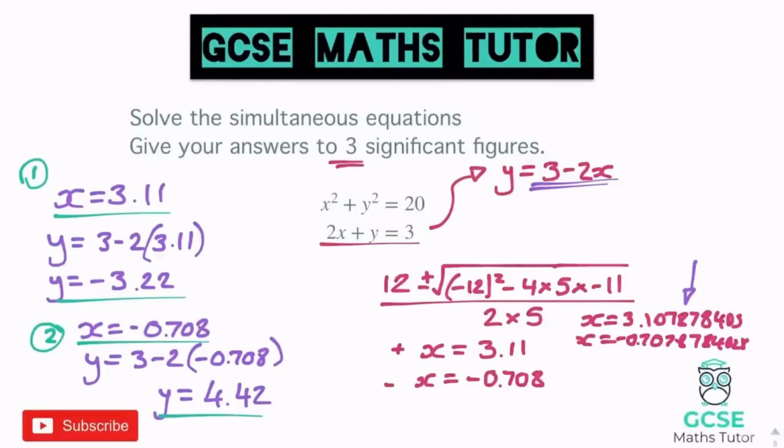Okay, so x equals 3.11 and y equals negative 3.22, and for the other one x equals negative 0.708 and y equals 4.42. Obviously after rounding that to 3 significant figures. So quite a lot going on there. Very similar process. You've got to be quite happy with the previous questions actually to extend it onto these with the quadratic formula.